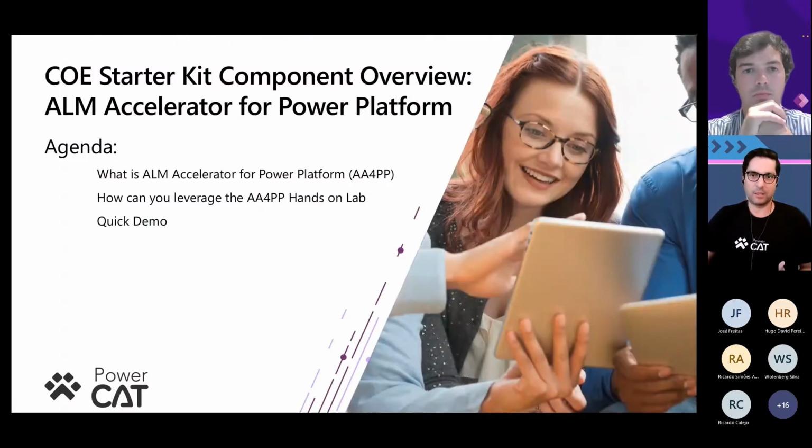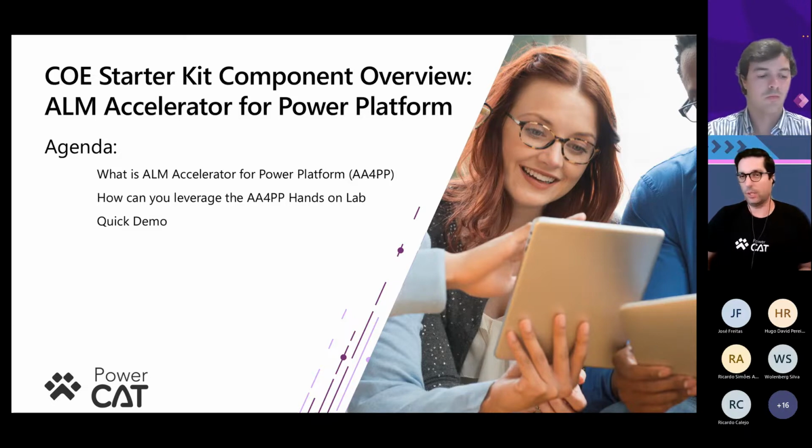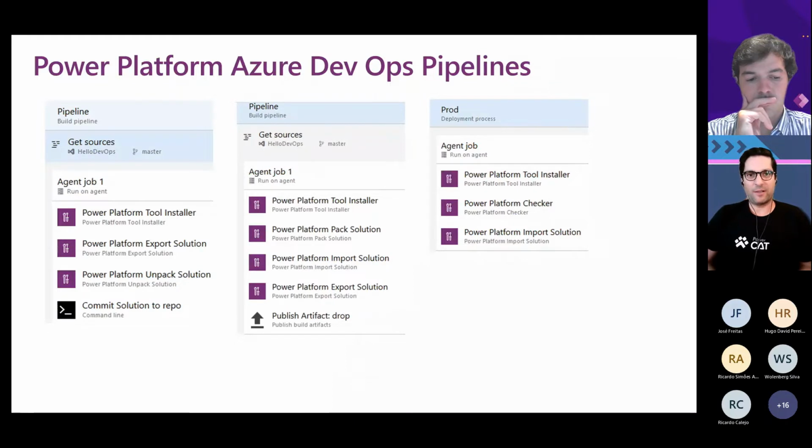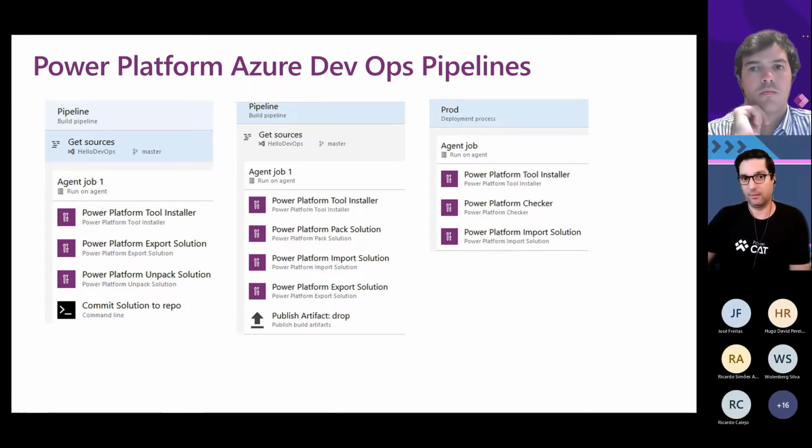So I'm going to speak a bit about what the ALM Accelerator is, how you can leverage a new hands-on lab that we have, and then we do a quick demo, and if you have any questions, then we open the mic and you can ask anything, right? In terms of Azure DevOps pipelines, there are a lot of tasks that you can use to build the pipelines yourself. You install the Power Platform tools in your Azure DevOps, then you can use the out-of-the-box tasks, but it's up to you to build everything, right?